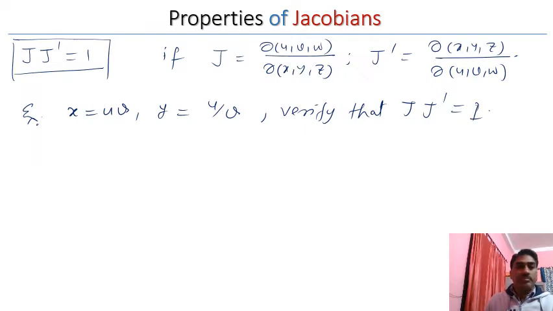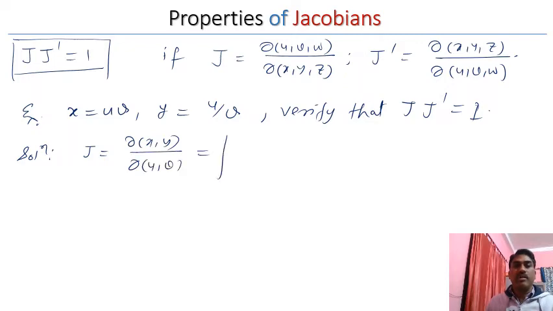So first we define J. J means the Jacobian of x, y with respect to u, v. So we should find it. So what is this? x_u means del x by del u, and x_v is del x by del v, y_u, y_v. These are the partial derivatives.